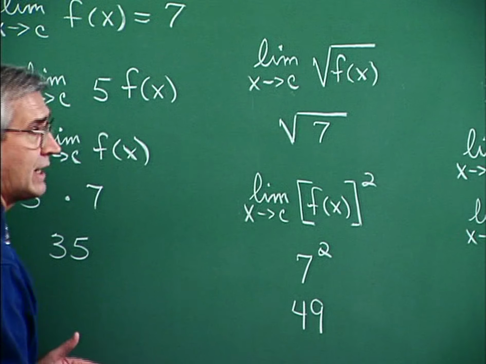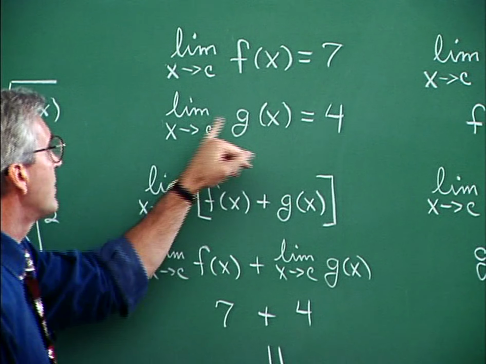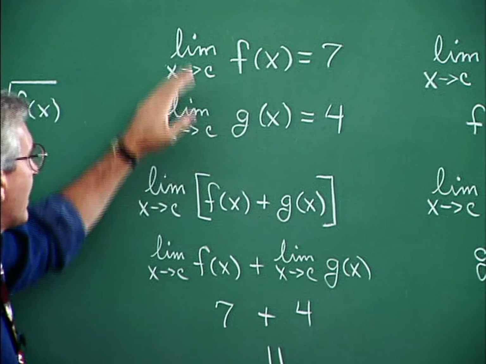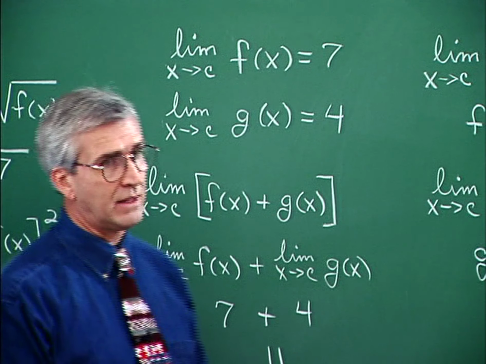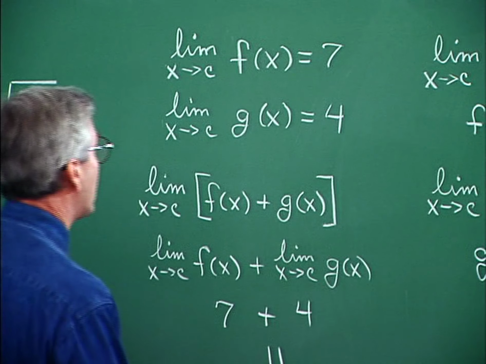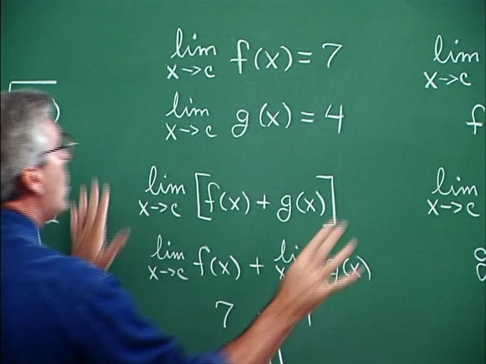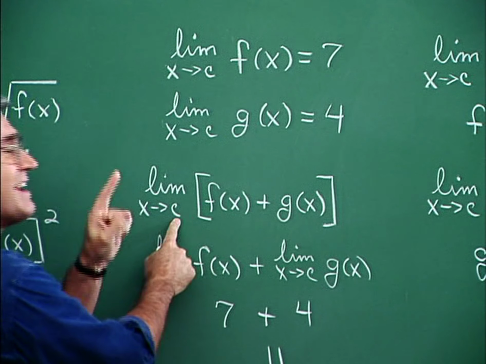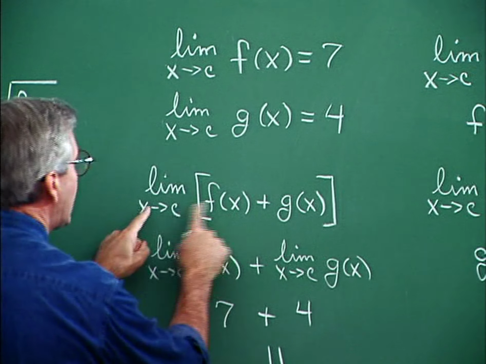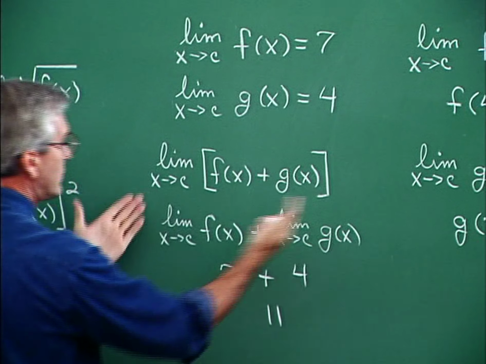Kind of an intuitive idea. Here's some more. Suppose the limit of f of x is 7 and the limit of g of x is 4. I'm not saying as x approaches c every single time. Let's make that assumption because it's very repetitive to have to say it all the time. Now, what about the limit as x approaches c of f of x plus g of x? Doesn't it make sense that if the limit of that function is 7 and the limit of that function is 4, that this is just 7 plus 4?